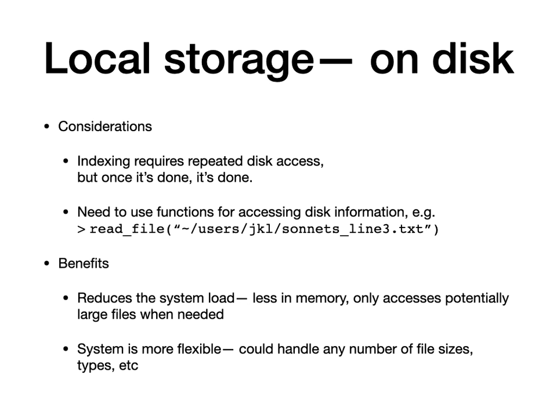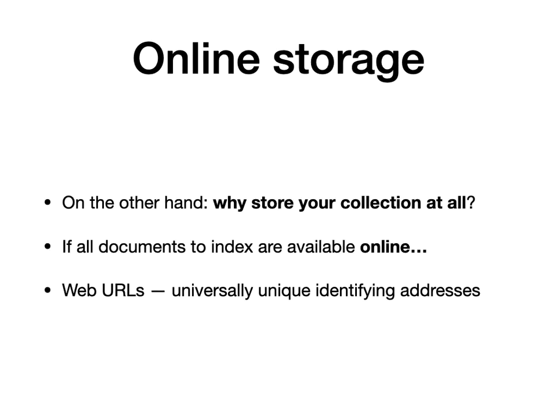Now we can kick that up a further notch: why store our collection at all, right? We can just use the internet, can't we? Okay, honestly, that's kind of a trick question because the internet is also just storing files, but we don't necessarily need to think of our indexing process as dependent on where this stuff is stored. You can index anything you can get your grubby little fingers on. If everything's available online, you can use web URLs, the same way that you go to websites. These are universally unique identifying addresses of where a thing lives on the internet.